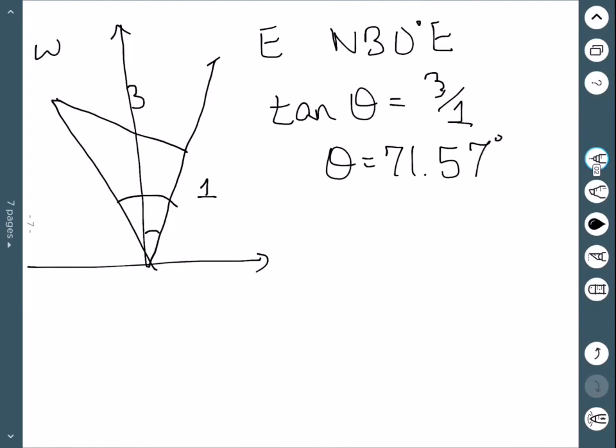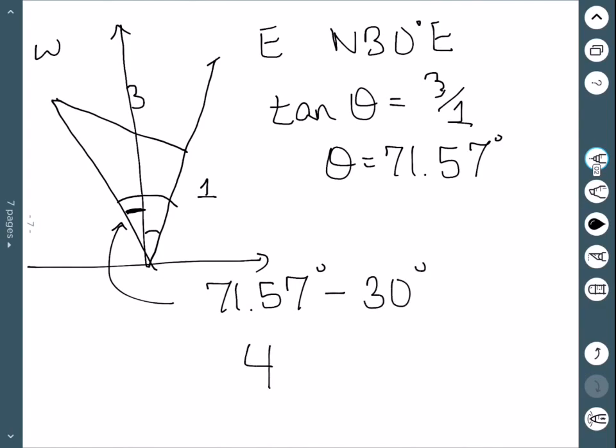However, that's not really what we wanted. Really what I wanted was this smaller angle here, which is going to come from the angle in the big triangle minus the 30 degrees that we had originally. So the new bearing would be north 41.57 west, since we're now moving in the west direction.